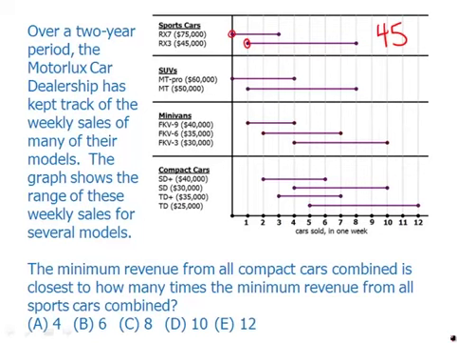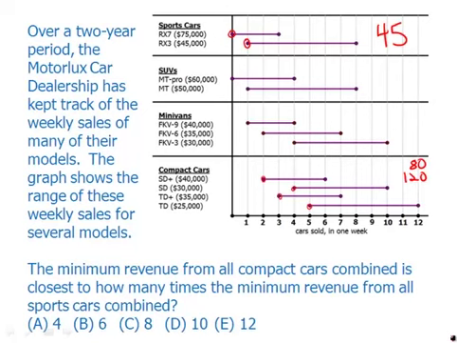Okay, now the compact cars. So we're going to look at the leftmost points here. So the SD Plus, which costs $40,000, they sell at least 2 of those. So that would be $80,000. The SD, which costs $30,000, they sell 3 of those. So that would be $120,000.